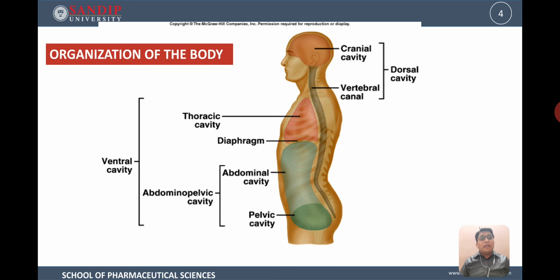For simple identification, there are color codes. The green color indicates the abdominopelvic cavity, where your digestive system is present, then your liver, and finally in the pelvic cavity there are the reproductive organs. We already discussed the male reproductive system and the female reproductive system in the last session. The thoracic cavity and the abdominopelvic cavity combinedly are known as the ventral cavity. So this is the first organization of the body.